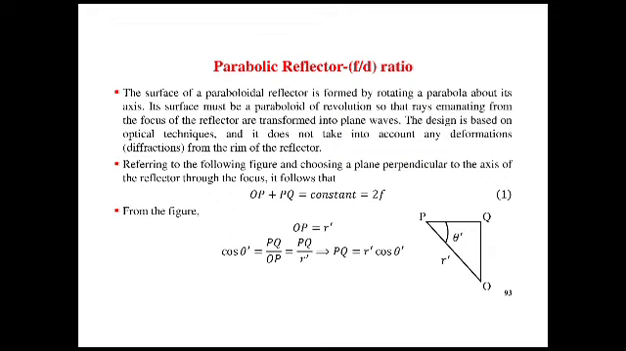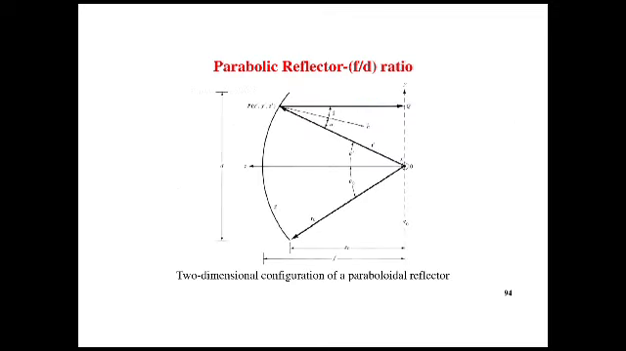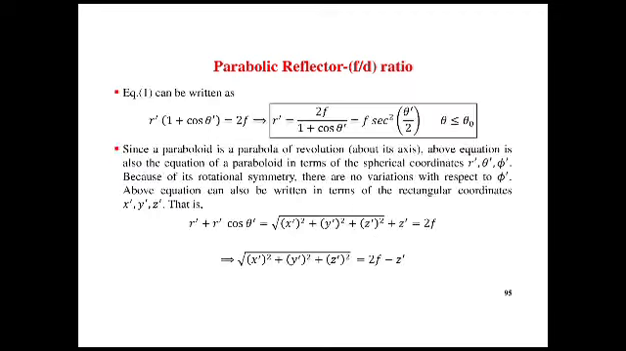Referring to the figure, OP plus PQ is equal to a constant, which is equal to 2f. So OP is equal to R dash. So cos theta dash is equal to PQ by R dash. PQ is equal to R dash cos theta dash. So the F by D ratio, when you increase the focal length, the dimension of the paraboloid is shown in the figure.